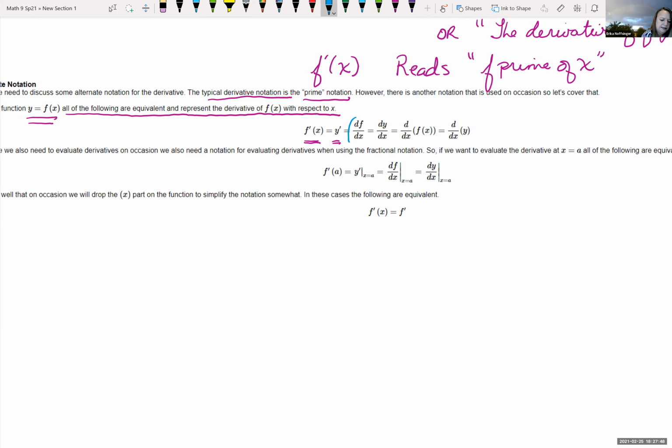Another notation is df over dx. And this would read, you basically just say the letter d, f, d, x. Up here in the numerator, that's telling you what function you're taking the derivative of, in this case the function f, and the denominator tells you what variable it was with respect to. So for instance, if I had v of t and I wanted to represent the derivative of that, there's a couple ways I can do that. I can say v prime of t.